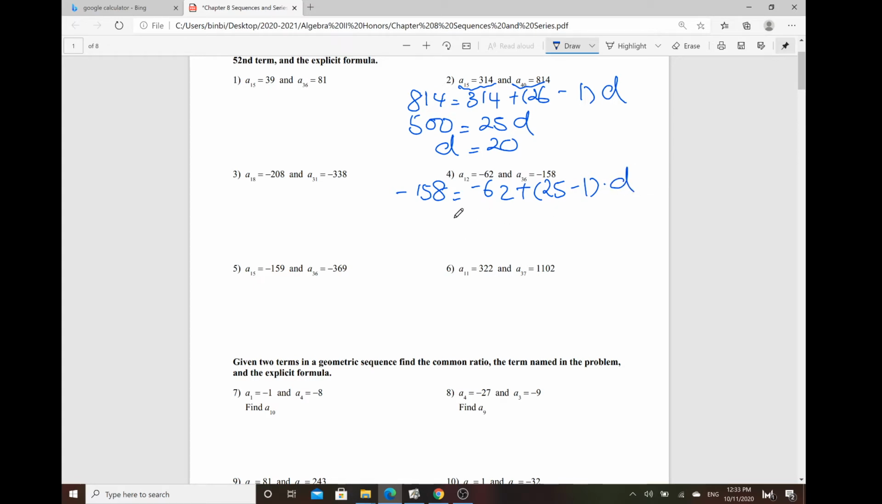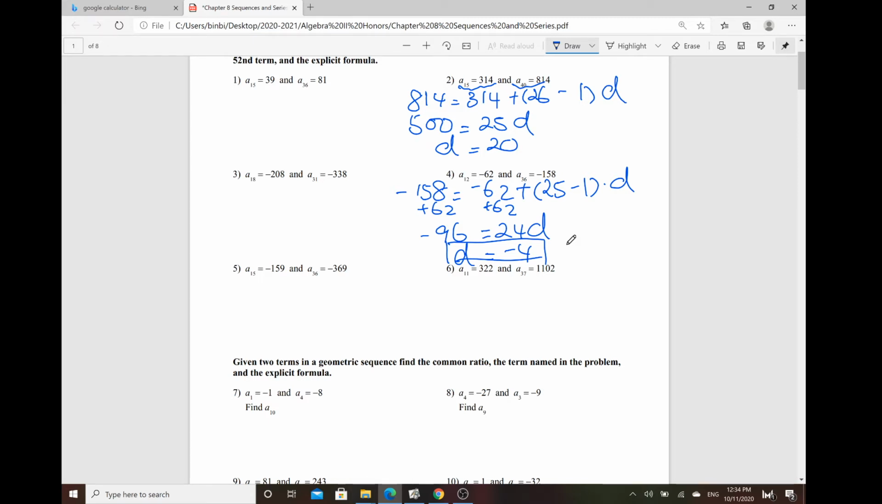So add 62 to both sides. So we have negative 96, which equals 24 times the common difference. And then solve for d. So d is a negative number, then that'd be negative 4. So after we find the common difference, we can find a sub 1.